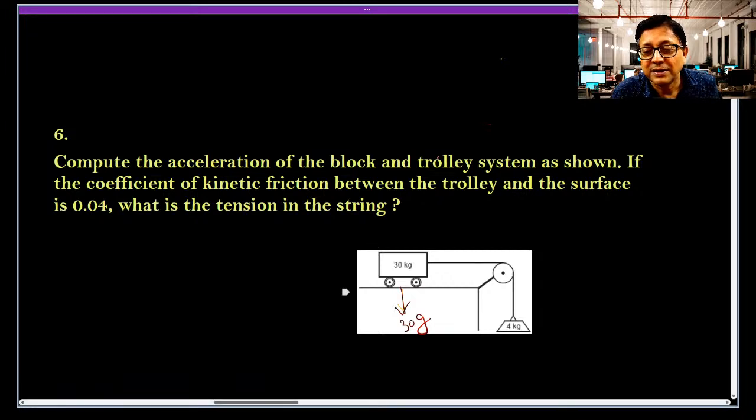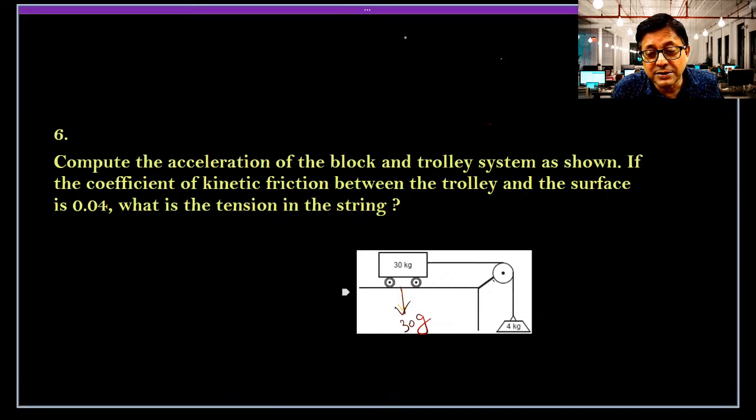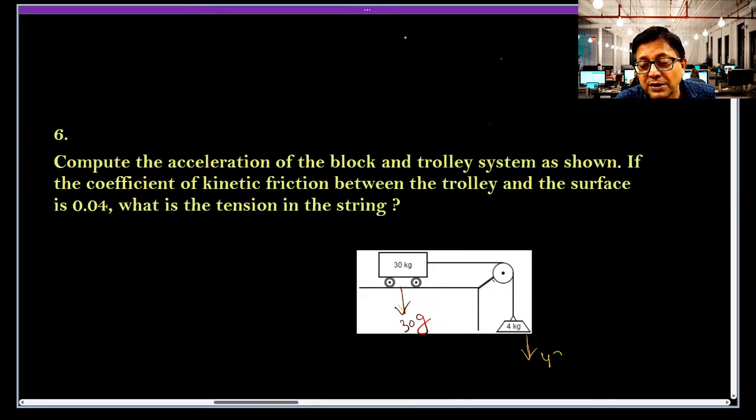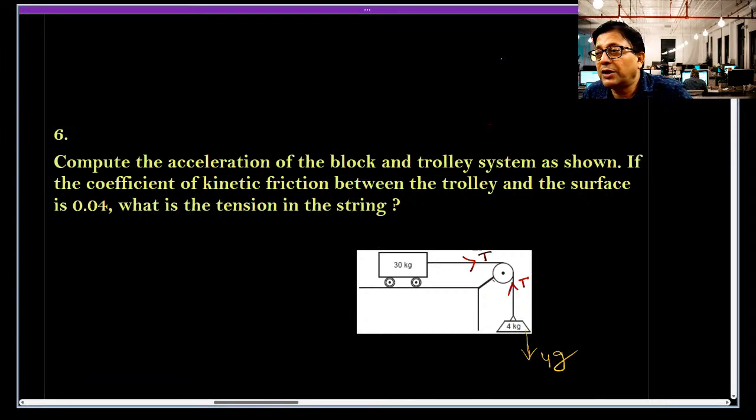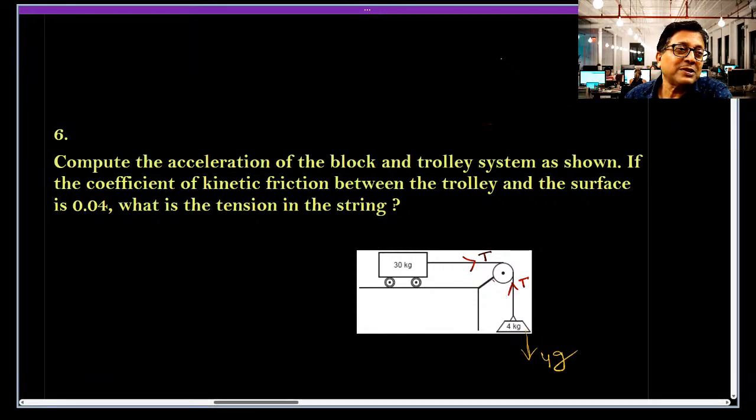On the 4 kg, what force is acting? That force is in the vertical direction only, that is 4g. Let the tension of the cord be T. So gravity is not responsible for the motion of the 30 kg mass, but gravity is responsible for the motion of the 4 kg as well as the whole system. The external force 30g is acting, but it has no ability to move the system in the horizontal direction. Clear? So now write the equations of motion.